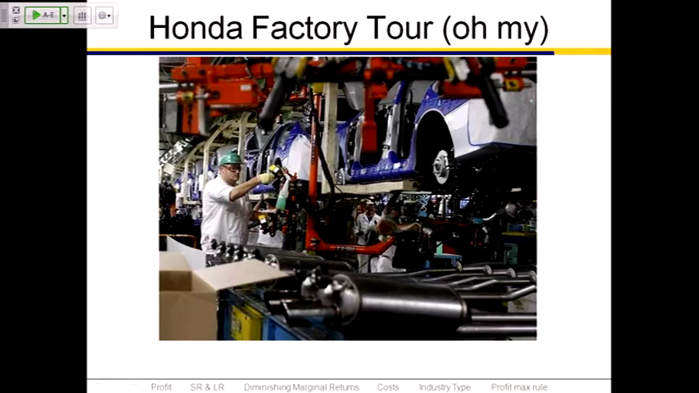So this thing's moving along. That's a lot of capital, right? There's a lot of capital involved in that. And they're producing these cars one every 60 seconds. So I'll have all sorts of things to tell you, because that was the most fascinating tour I've done in a long time.